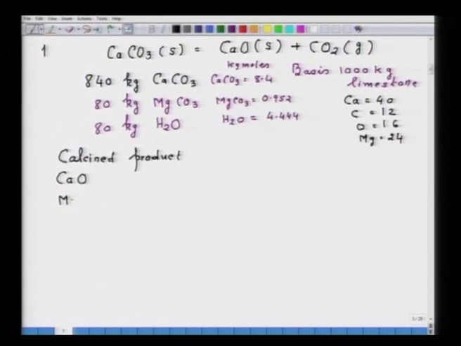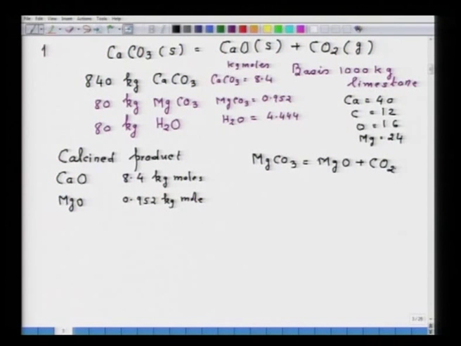calcium oxide and magnesium oxide. So, calcium oxide, straight away, 1 kg mole gives 1 kg mole and 1 kg mole. So, CaO will be 8.4 kg moles, MgO will be 0.952 kg moles. Similarly, the reaction for MgCO3 will be MgO plus CO2, that is all.